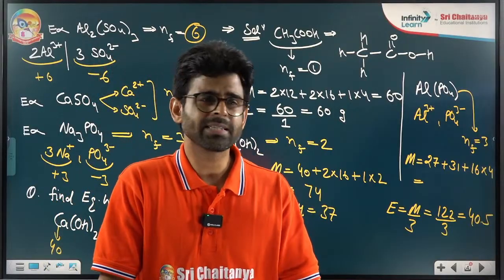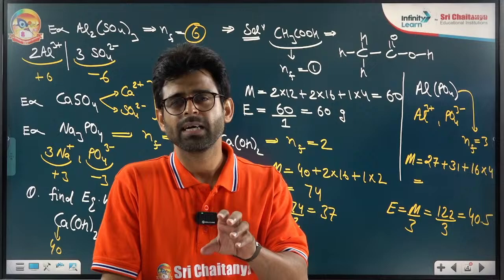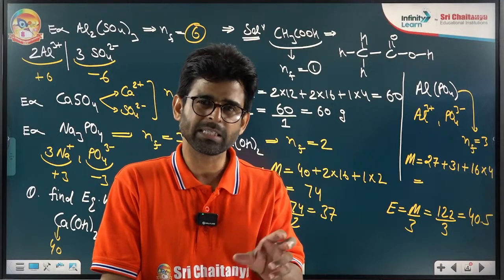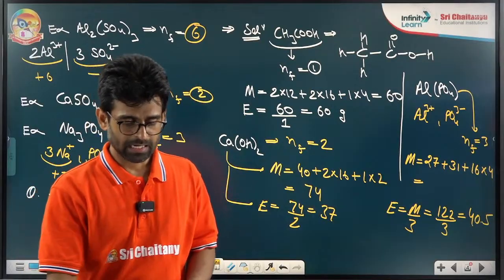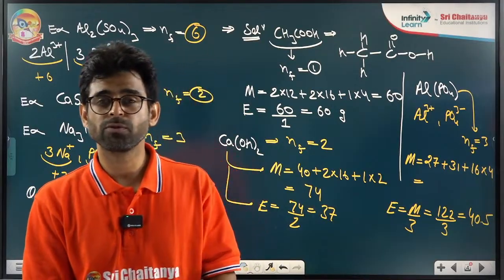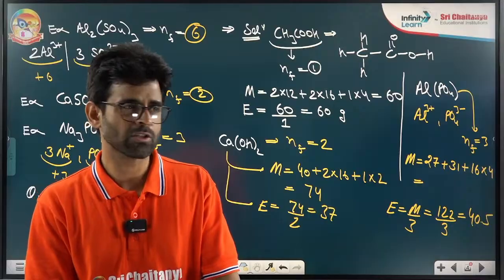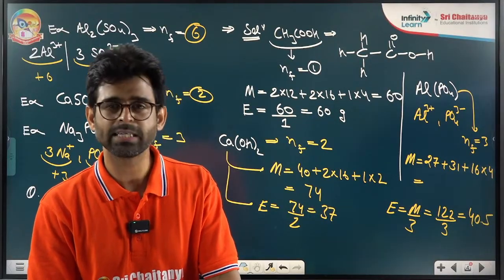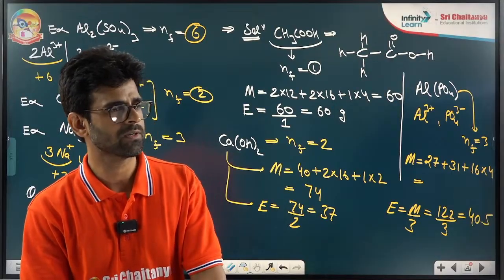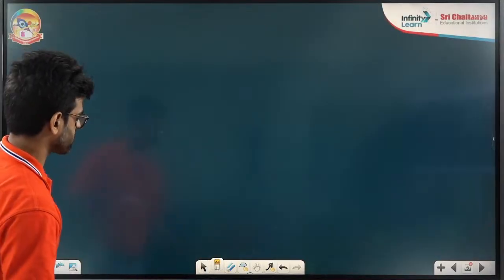Then everyone, this is it, the N factor for your acid, base and salt. Fine? Now we will come back to the question of normality again. Now you are clear about the N factor and equivalent weight, so you can easily find the question of normality. Okay? Let us see.